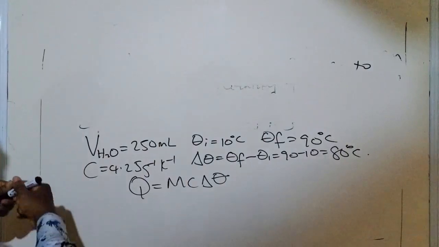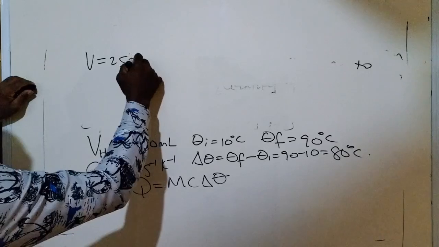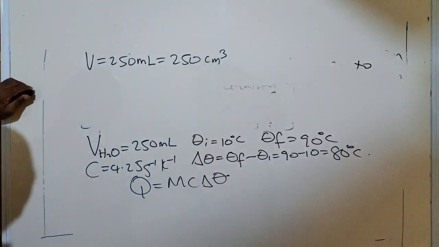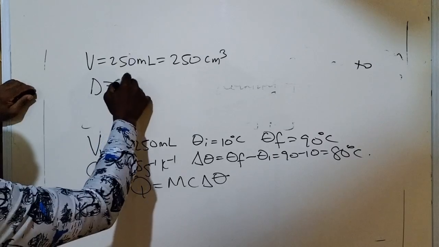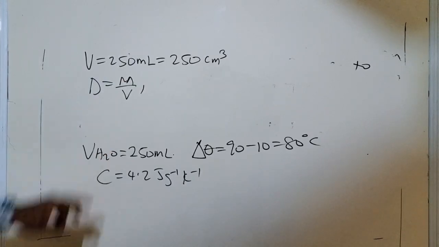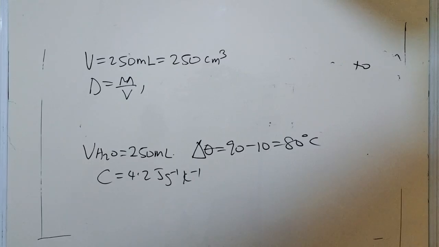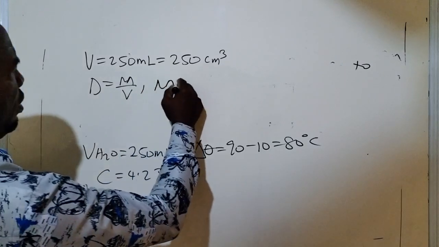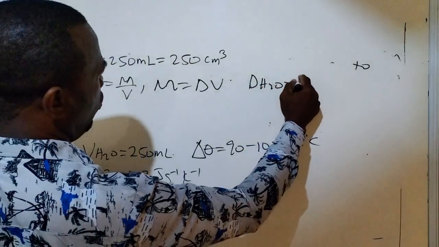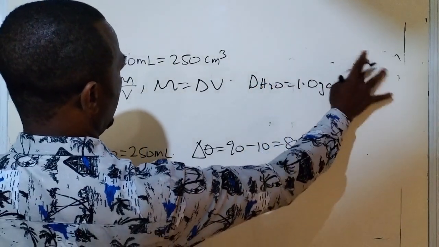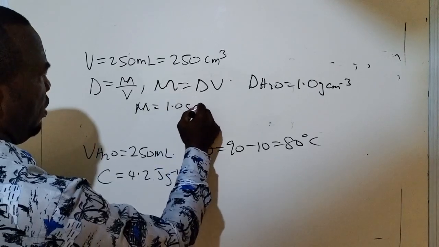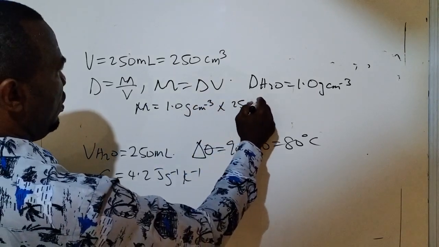So the volume of water is given as 250 ml. And 250 ml is the same thing as 250 cm cube because 1 milliliter is equal to 1 centimeter cube. Density is given by mass over volume. So, density given by mass over volume, we make mass the subject since we want to find the mass of water. So mass becomes density times volume. And the density of water is constant. The density of water is 1.0 gram per cm cube. So mass now becomes density, 1.0 gram per cm cube, times volume, which is 250 cm cube.